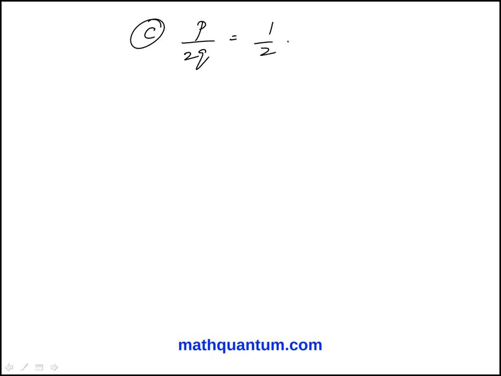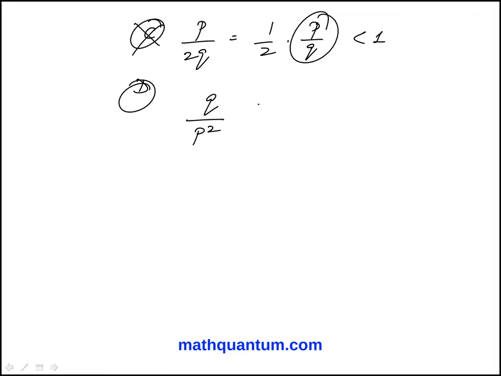C is P over 2Q. Again, it's half of P over Q, which we already know is less than 1. So half of that would also be less than 1. So that's out.